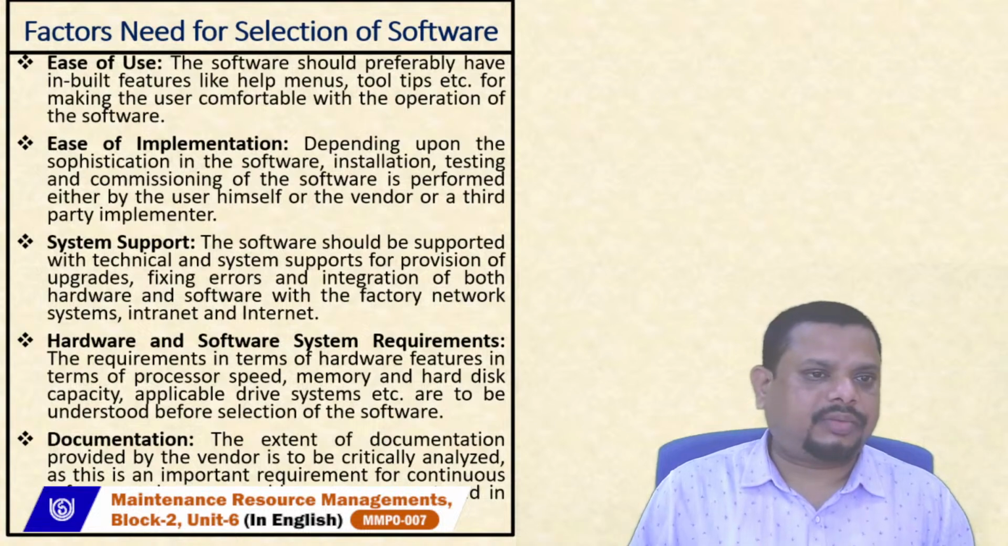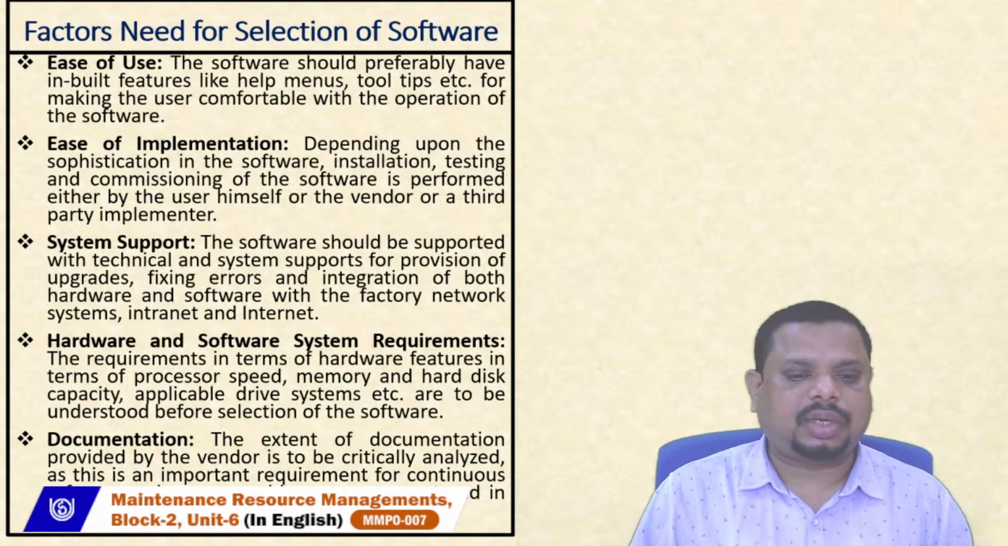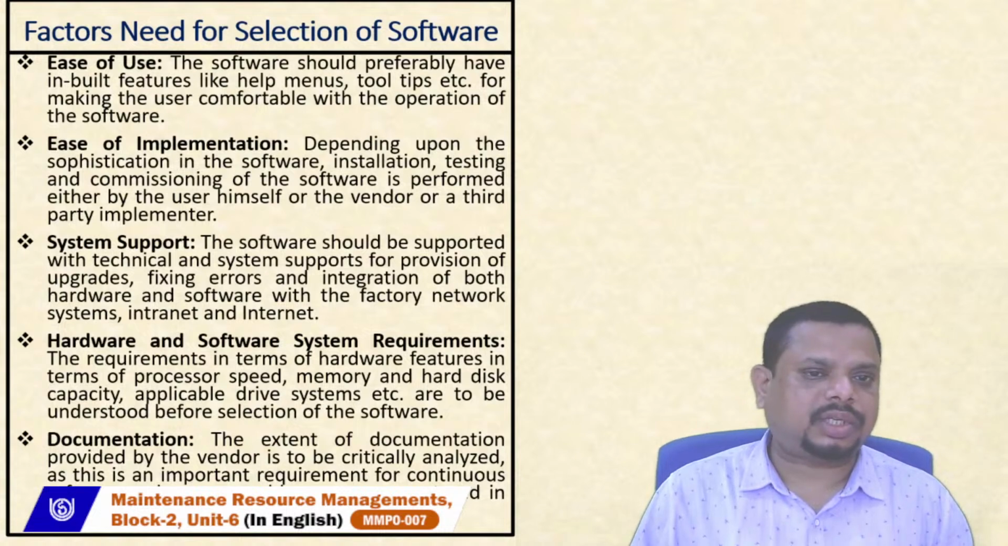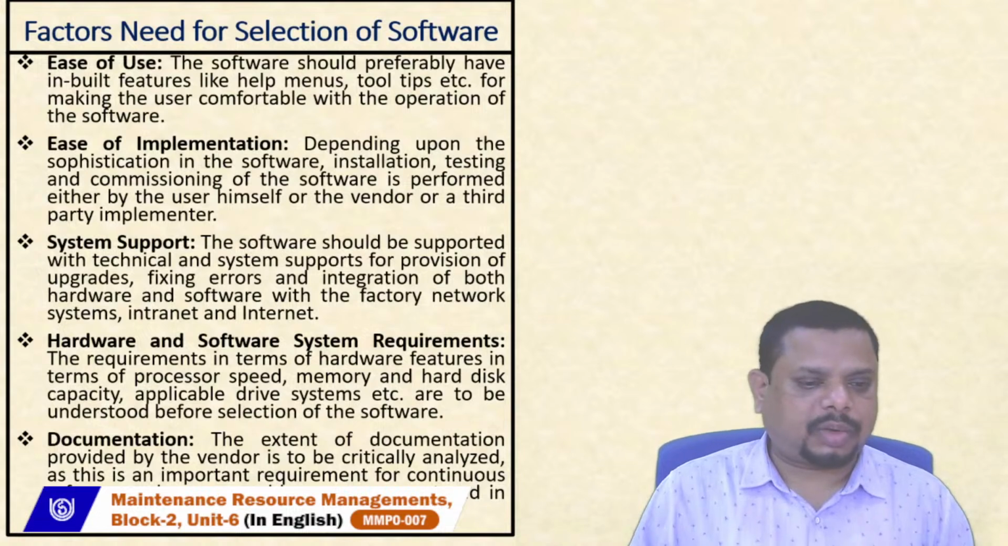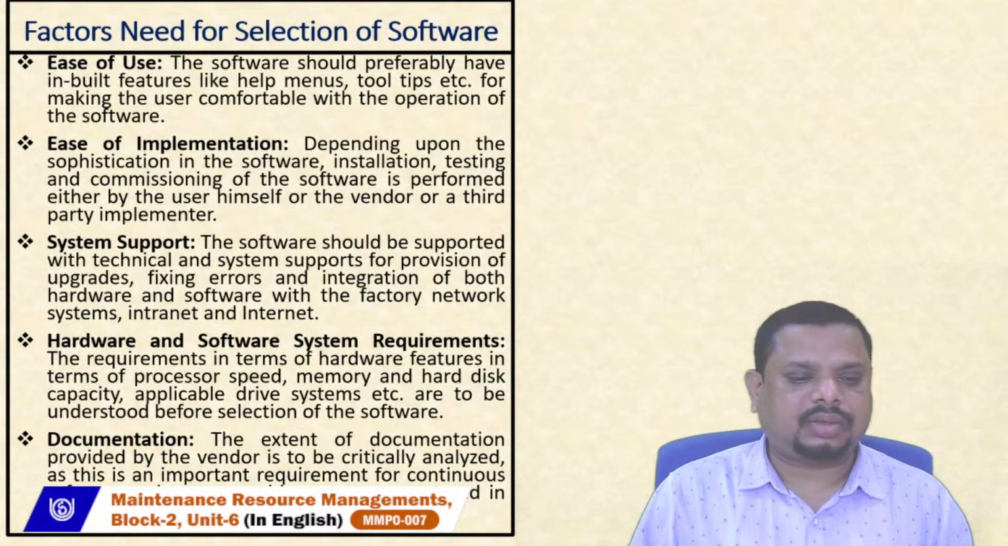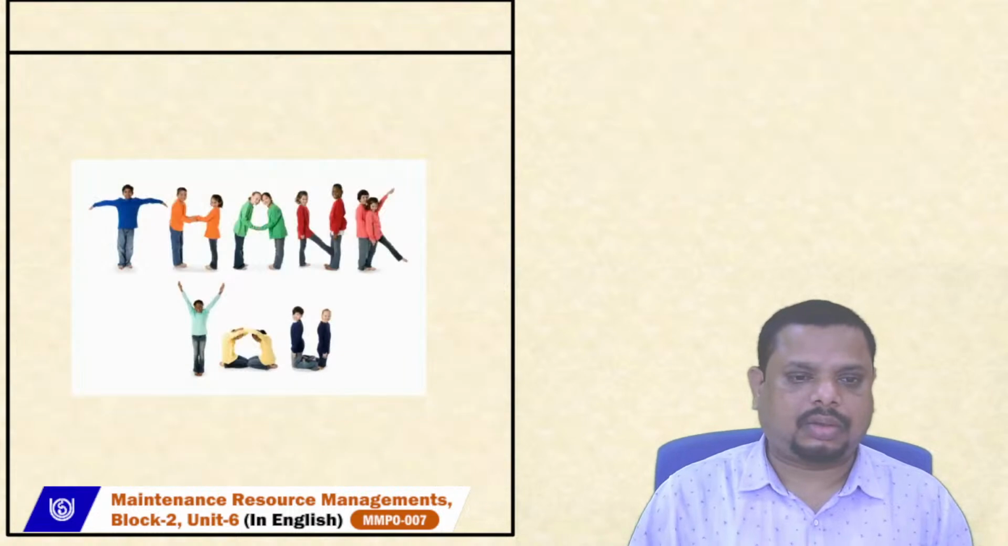Then the next important factor we have is hardware and software system requirements. That means the speed, the memory, the hard disk capacities, and the applicable drive systems are to be understood before the selection of software. So if you use Windows 7, various CMMS software is not compatible. Rather, go for Windows 10. And the last important part is that the extent of documentation provided by the vendor is to be critically analyzed. This is important for the continuous development and problems encountered. Thank you.